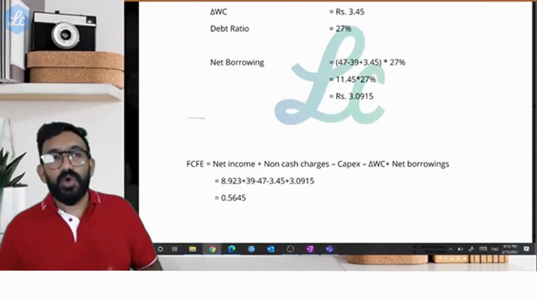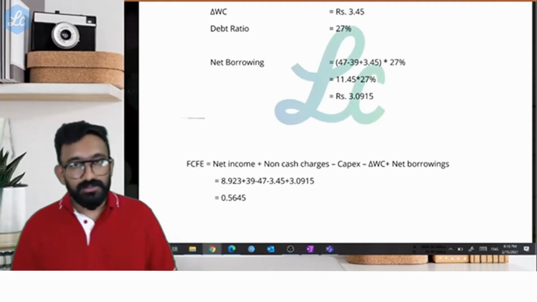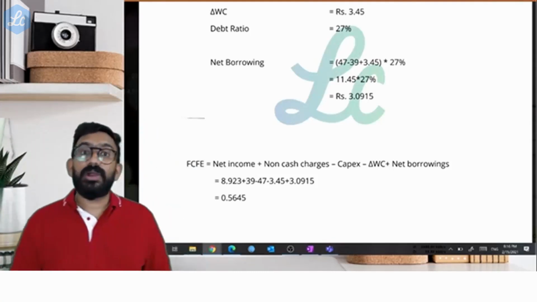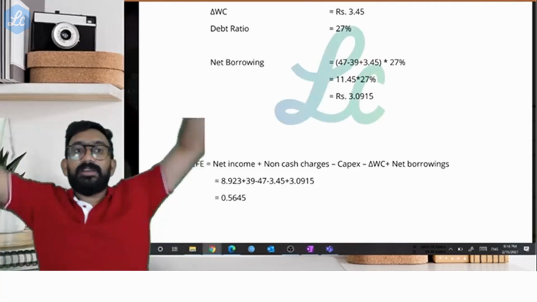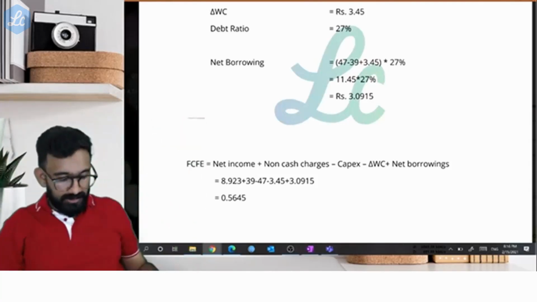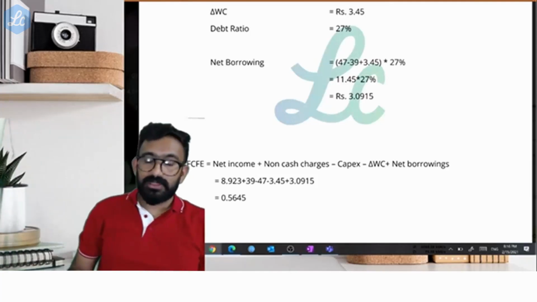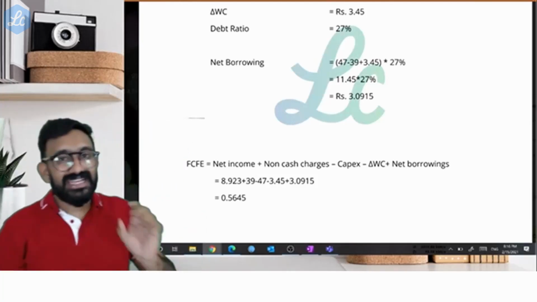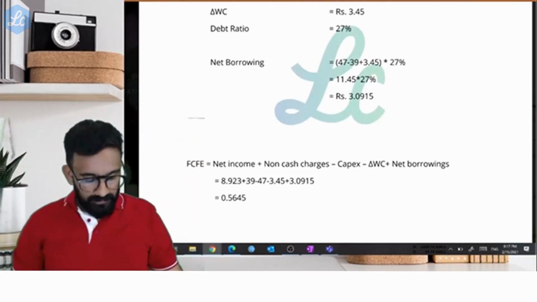You've already created depreciation, 47 is required, but you've already allocated 39 from your depreciation, plus you require 3.45, the additional working capital that is required. So you require 47 for the capex and 3.45 for increased working capital, but you've already allocated 39 from your depreciation, which means the net additional cash you require for the next year is only 11.45. Okay, this is the concept.